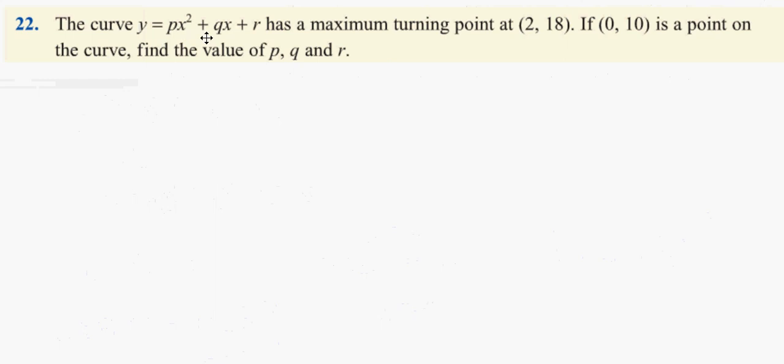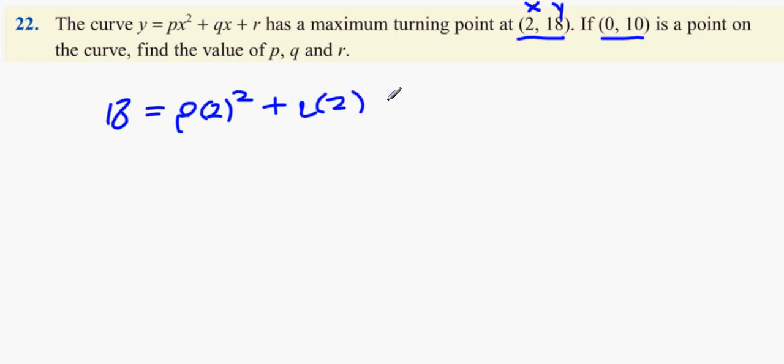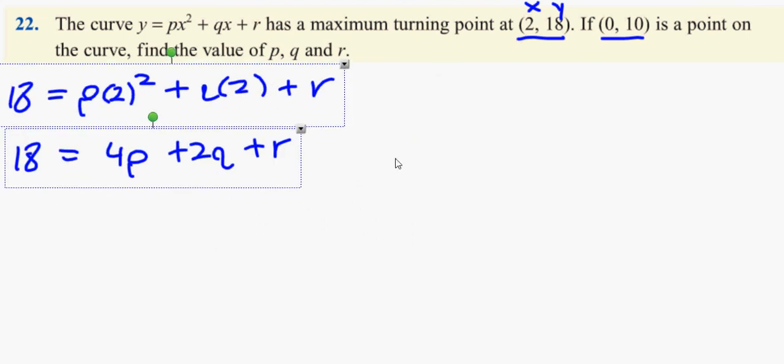Okay, so the curve y equals px squared plus qx plus r has a maximum turning point at (2, 18), and another piece of information is (0, 10) is a point on the curve. Find the values of p, q and r. Well, what we can say is that if the y value is 18, the x value has to be 2. So we can say 18 equals p times 2 squared plus q times 2 plus r. So 18 equals 4p plus 2q plus r. Okay, so that can be equation 1, which is using only the point (2, 18).